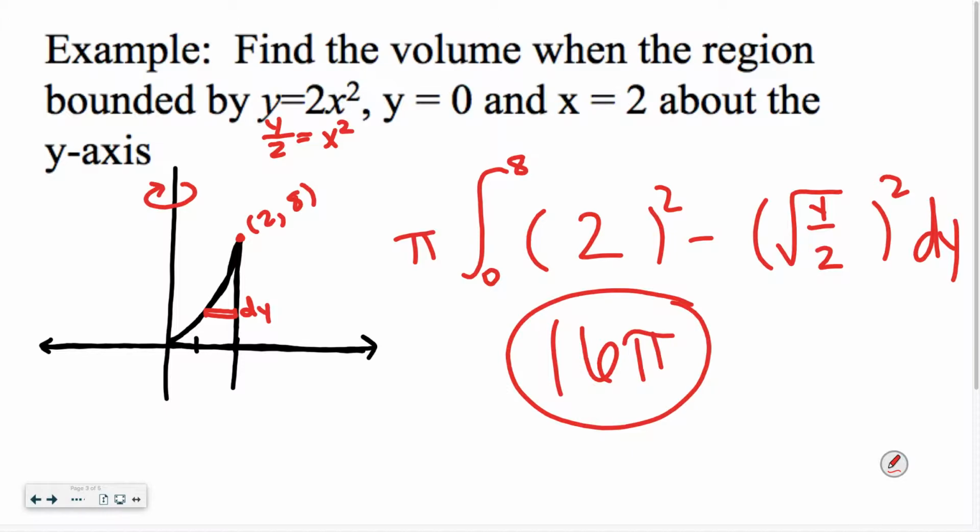If you have questions because you're not getting 16 pi, now's the time to ask them. Syntax is very important, and if you can't get your syntax correctly, you're not going to get the right answer even though you set it up correctly. Okay? So if you have issues, let me know. Okay? I think I have a couple more examples.